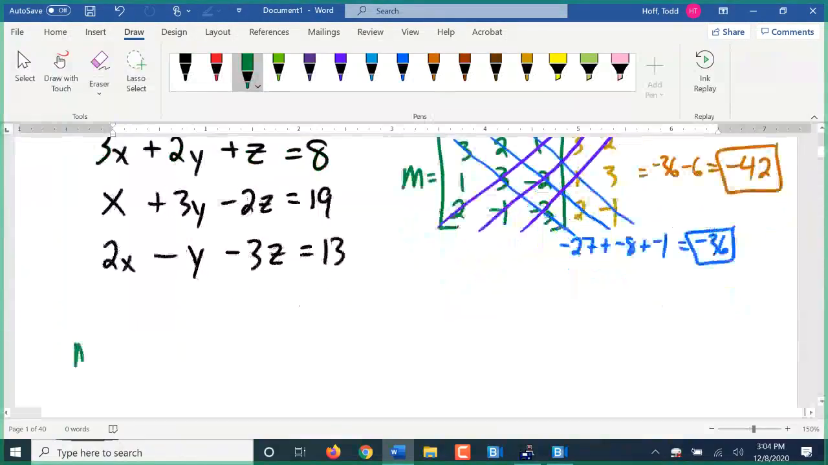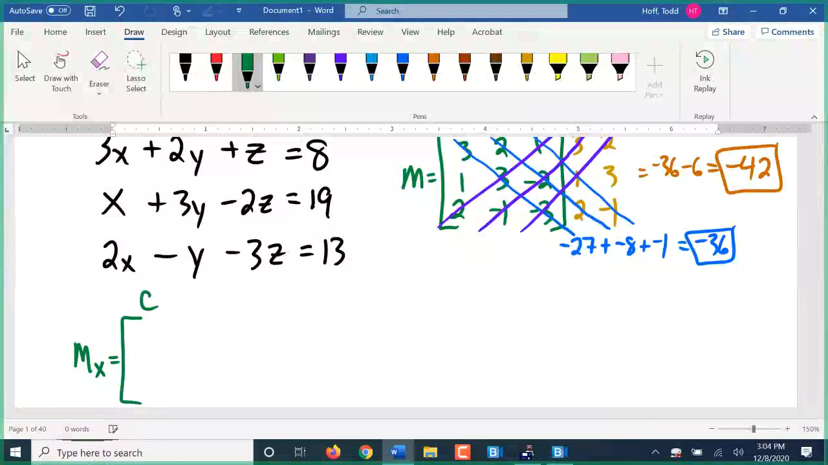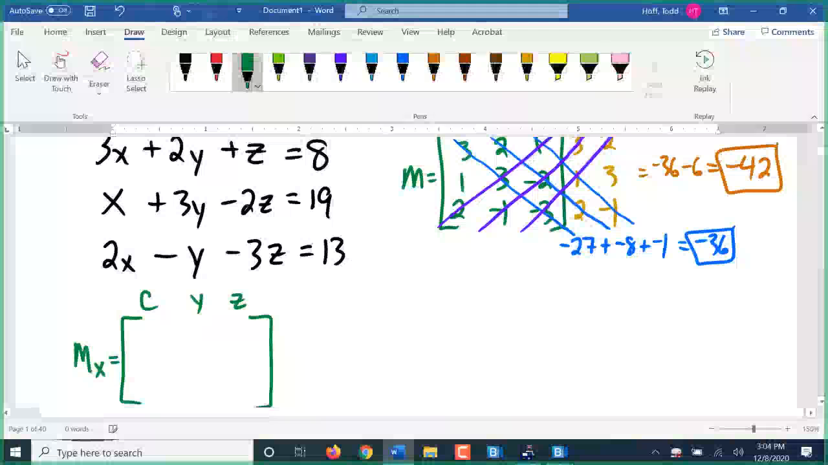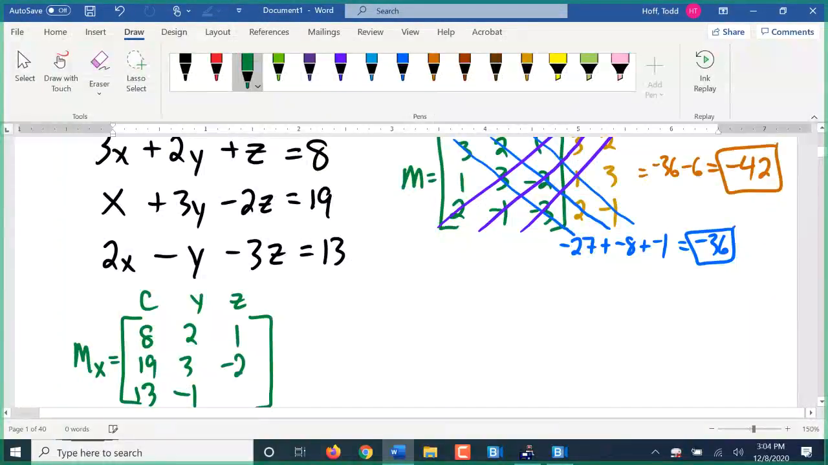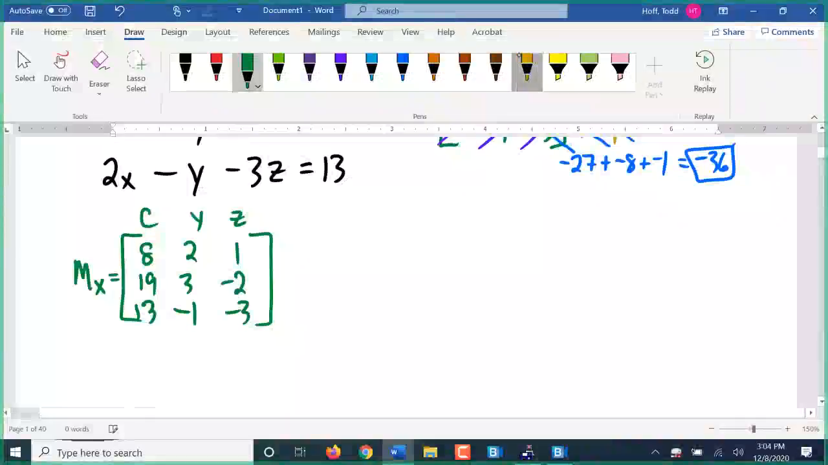My X matrix. Once again, the X column is replaced with the constants. I still have the Y's and the Z's. So my constants are 8, 19, and 13. Y is 2, 3, and -1. Z is 1, -2, and -3. I rewrite my first two columns: 8, 19, 13, and 2, 3, -1. And let's do our diagonals.